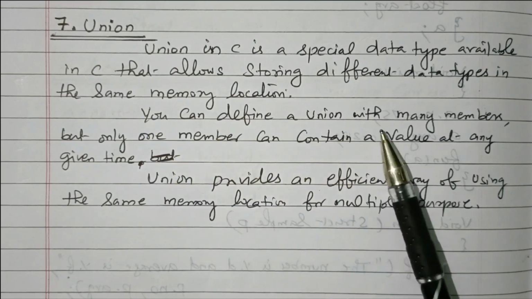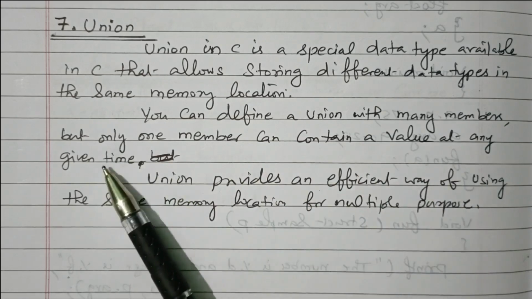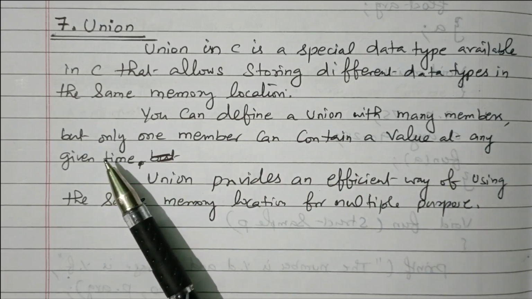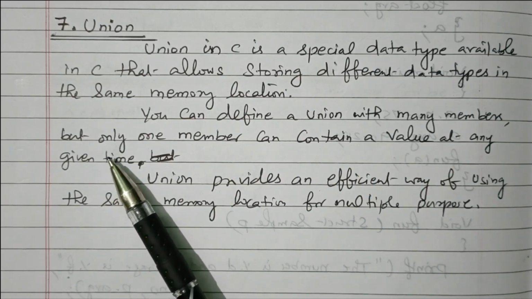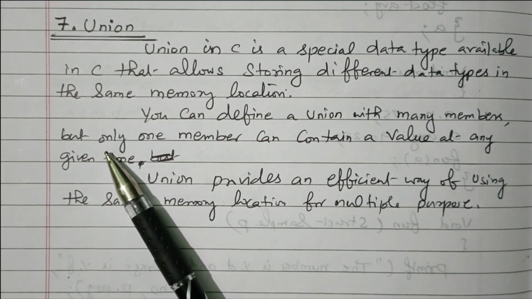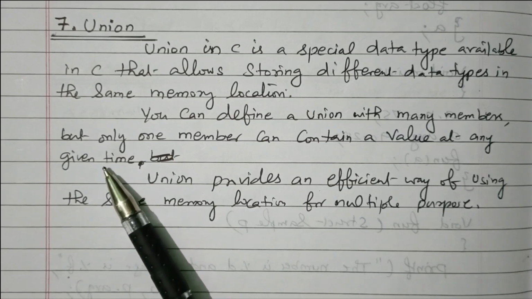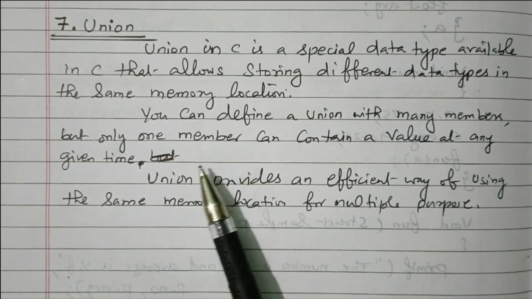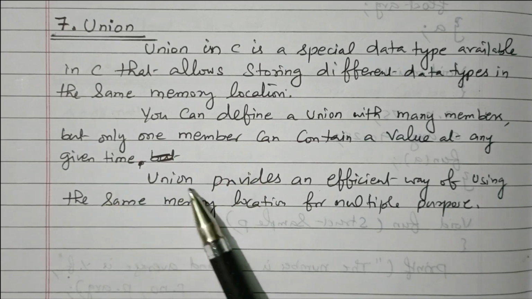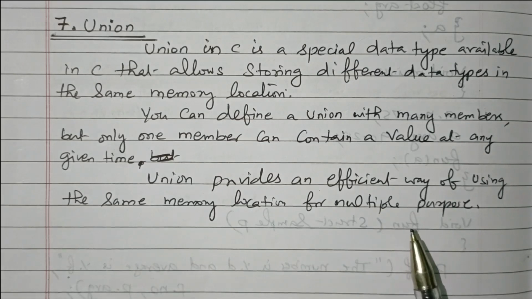You can define a union with many members, but only one member can contain a value at a given time. So for example, if we have 5 variables and we give the values one by one, they will be overwritten. If we give the first value, it will be stored in memory. While giving the second value, the first value will be overwritten, and the second value will be stored in the same location. So whichever we give last, only that value is available. So only one member can contain the value at a given time. Union provides an efficient way of using the same memory location for multiple purposes.